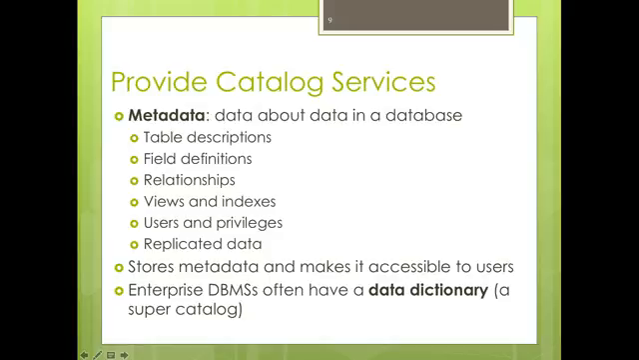Does this view exist? Does this relationship exist? And then what we do, in enterprise environments, is we actually have what's called a data dictionary, which is also called a super catalog. It's simply a much larger listing of all the metadata. So we have a list of all the databases, all the tables, all the users, and all of the systems that we have. And we just call it a data dictionary.